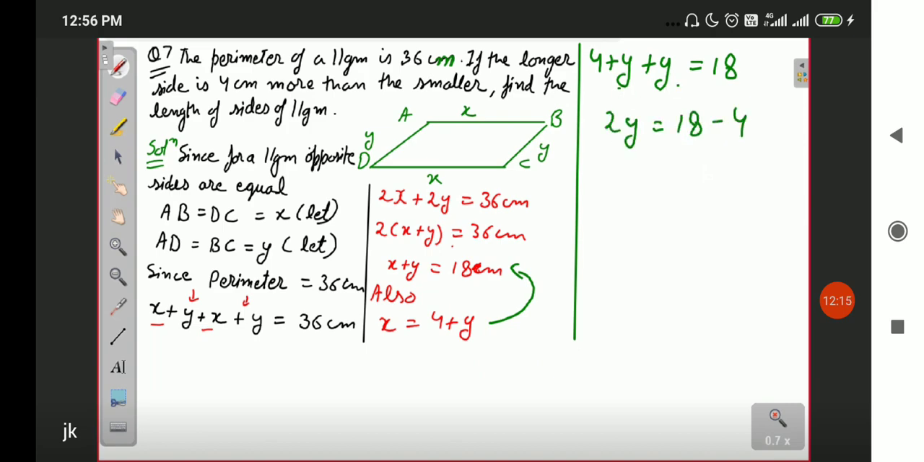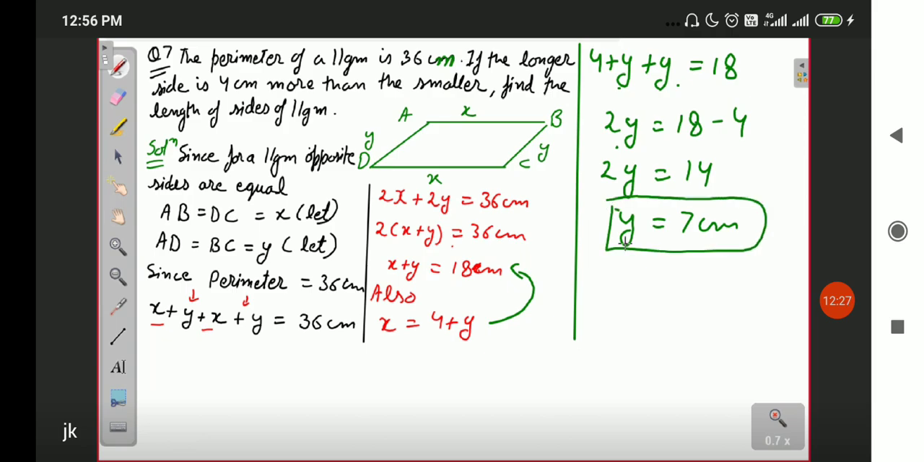So this will be 2y is equal to 18 minus 4. y plus y is 2y. 4 is transported to the right hand side. So 2y is equal to 18 minus 4, which is 14. And now the value of y is 7 centimeter. And x was how much? 4 plus y. y was 7 centimeter. x will be 4 plus 7, which is equal to 11 centimeter.